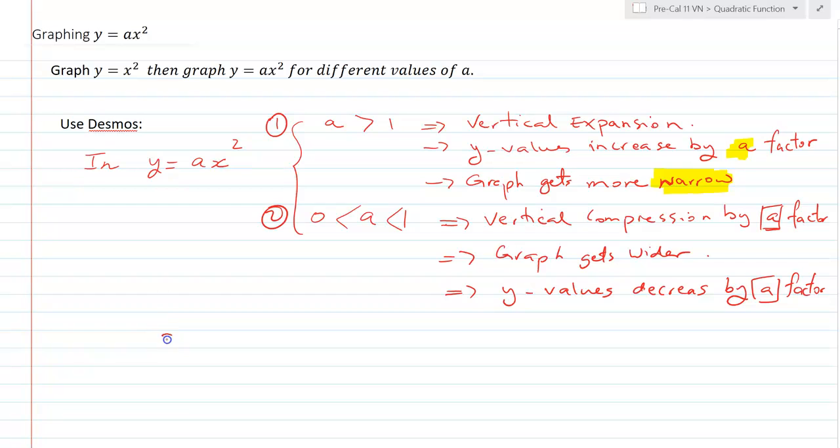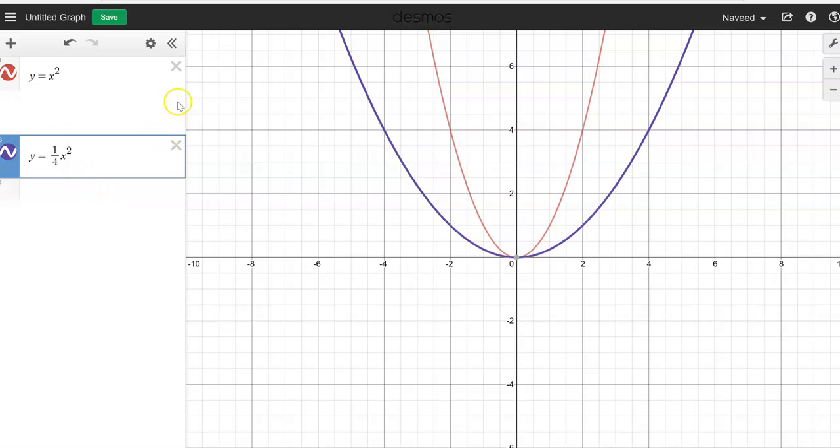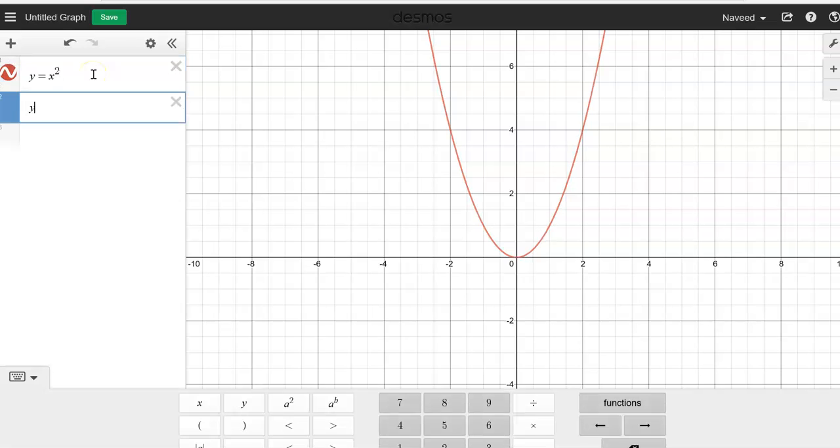The last case, case 3, is on its own. What happens if a is negative? Let's go to Desmos. This time it's very simple. Let's start with y equals x squared, and then instead of x squared we have minus x squared. What do you think is going to happen? It just flips. We call it a vertical reflection, or reflection over the x-axis.